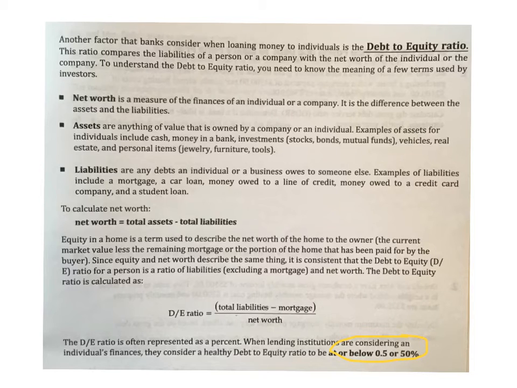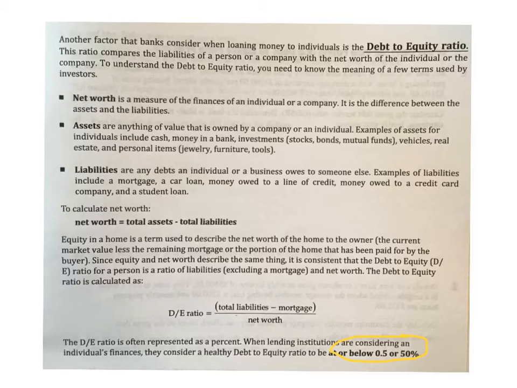So basically it compares a person's liabilities, so all the things they owe money on, and it makes a calculation of their net worth, so how much they're worth. So net worth is the measure of the finances of an individual or a company. It's the difference between someone's assets and liabilities.